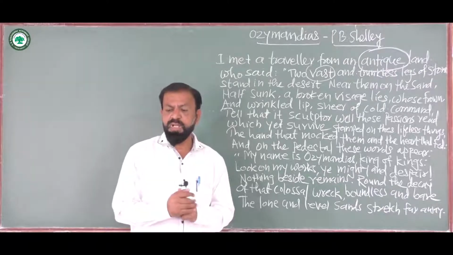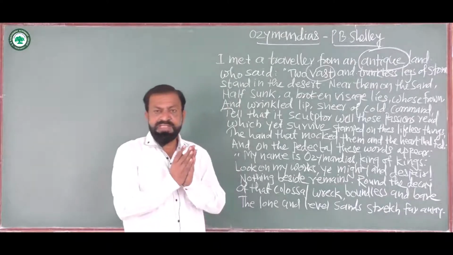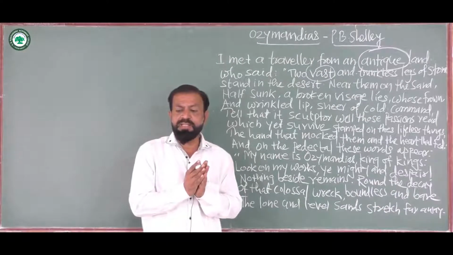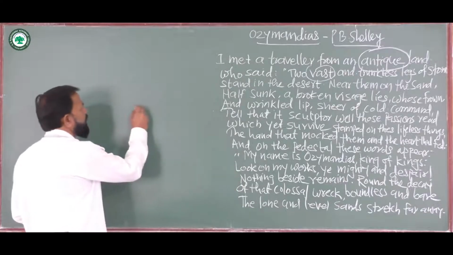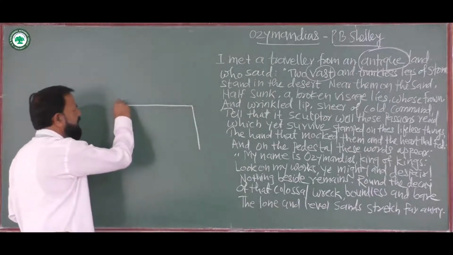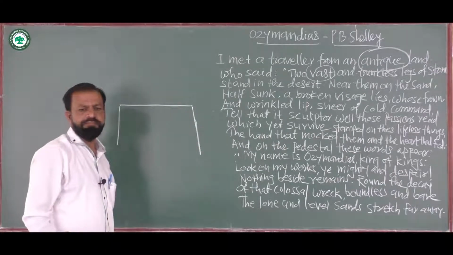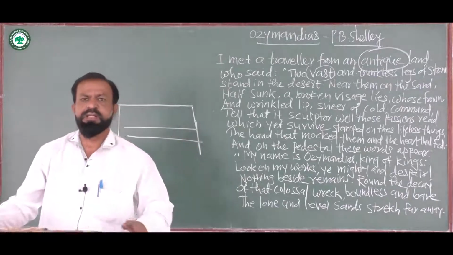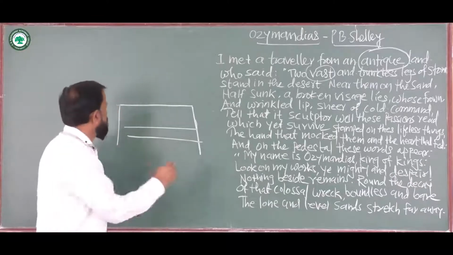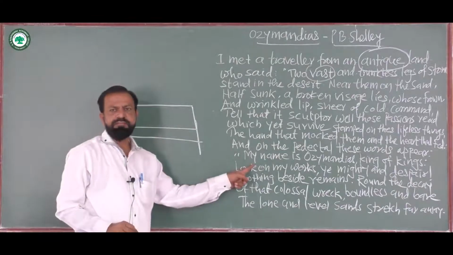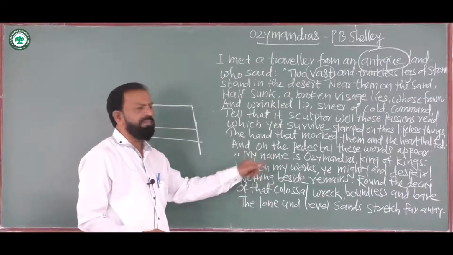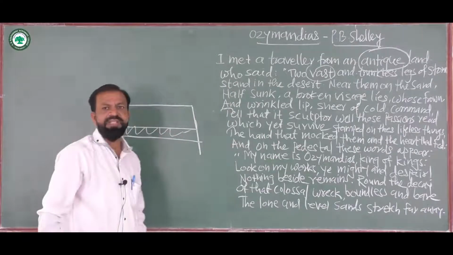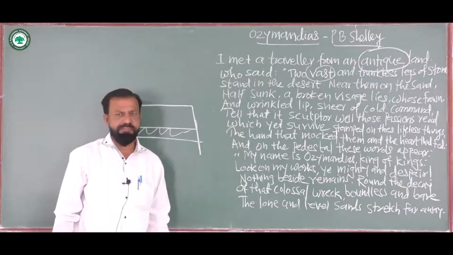So you see, on a certain dais or on a certain platform or on a certain pedestal. Suppose this is the pedestal, or we can say dais or platform. So here we have the inscriptions given on this pedestal. Okay, so here the 8th line, my name is Ozymandias, the king of kings. So these words are written on this dais or on this platform.